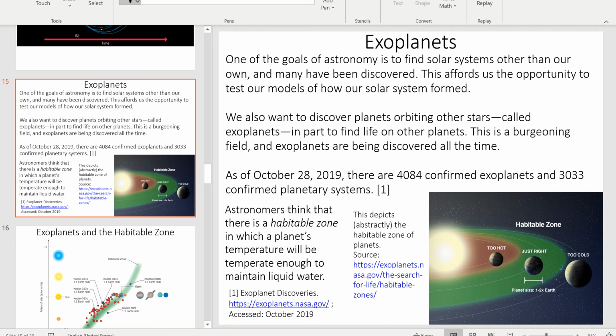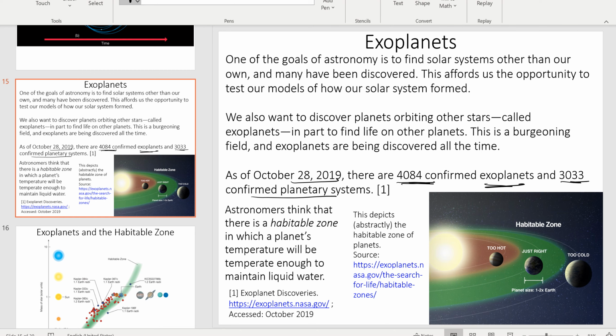And it's only been since roughly the late 90s that we've been able to find really any exoplanets. However, we've been able to find tons of them. I'm sorry that I don't have the most updated numbers here. I forgot to update them. I apologize. I can put the update in a little blurb in the comment section when I upload this video to Blackboard. I'll put a comment near the link. But as of roughly this time last year, there were about 4,000 confirmed exoplanets and about 3,000 confirmed planetary systems.